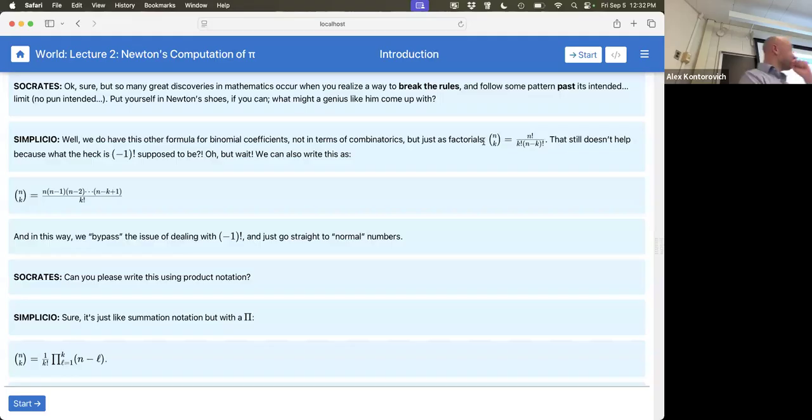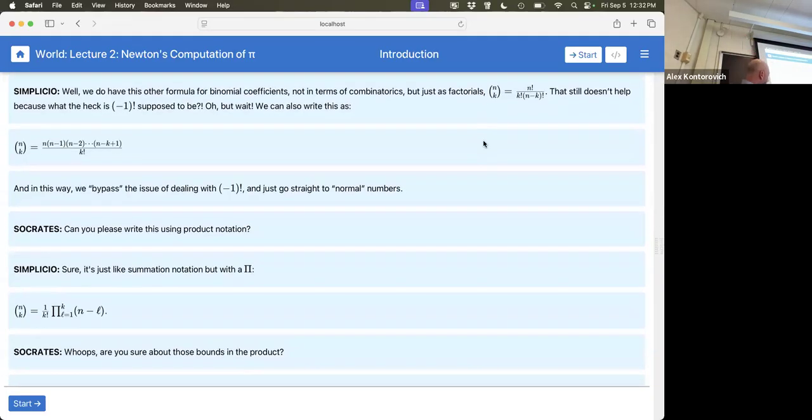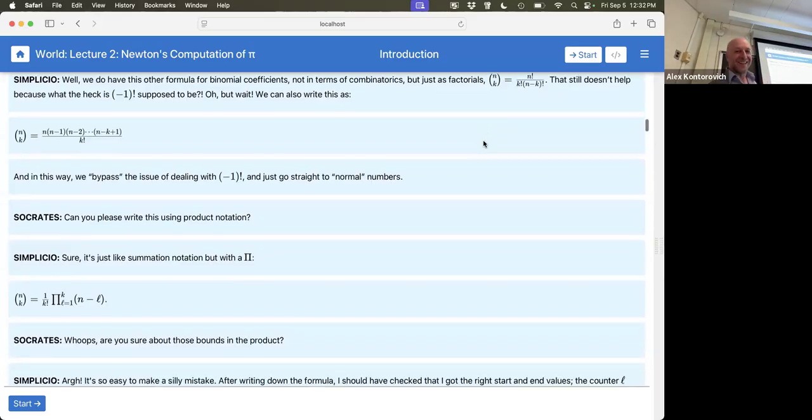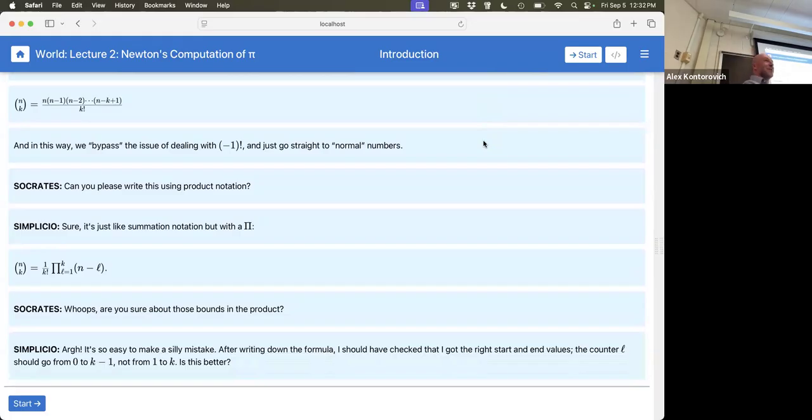Sean. Socrates, whoops, are you sure about the bounds in that product? It's so easy to make a silly mistake when you're doing summation notation or product notation. After writing down the formula, I should have checked to make sure that the bounds are right: when l equals 1, the first term here is n minus 1. I want the first term to be n.